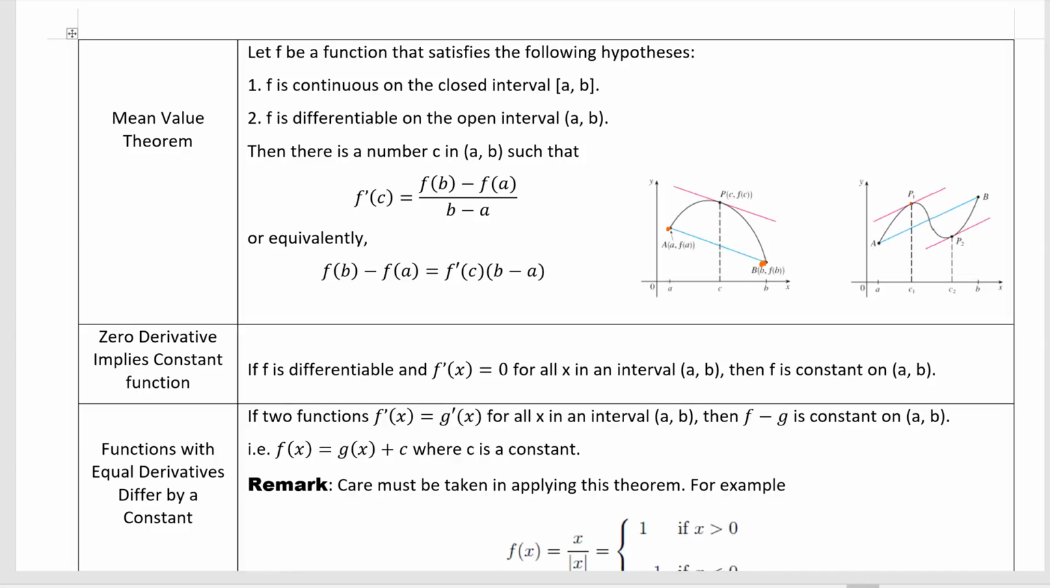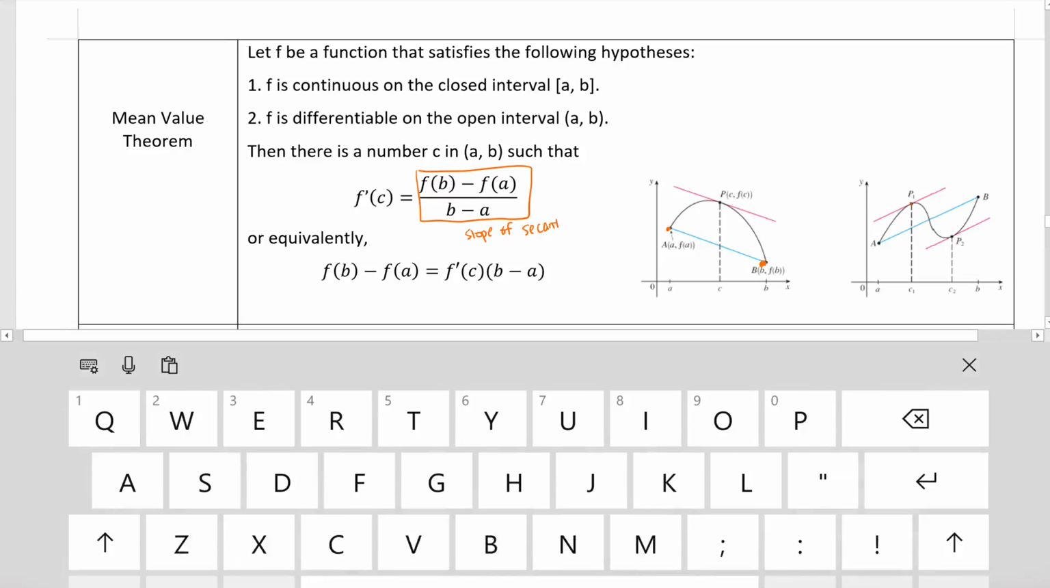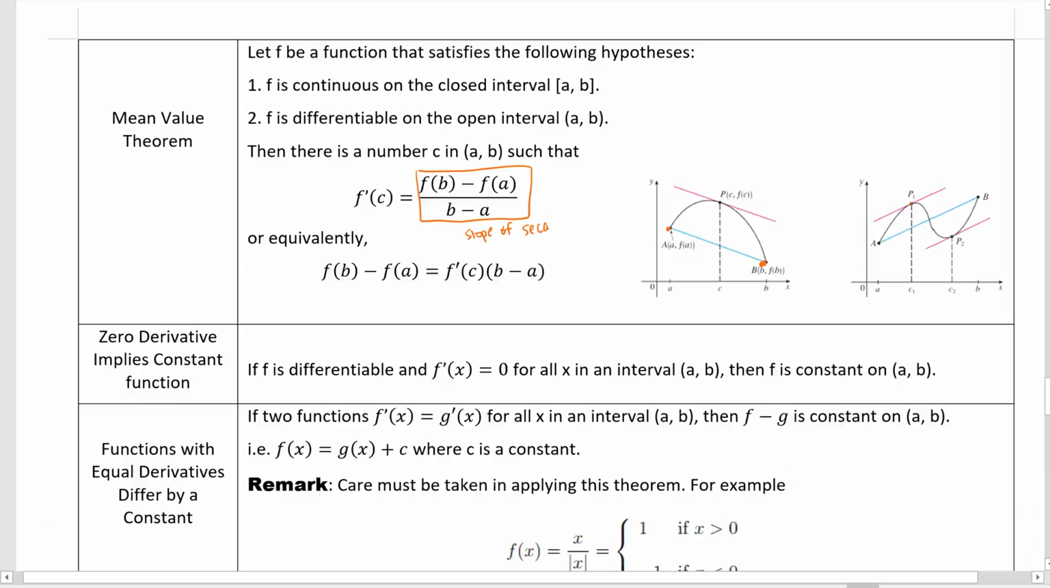So this is the slope of the secant line.